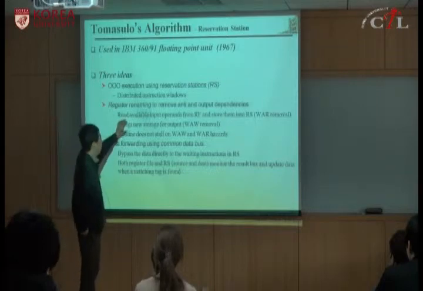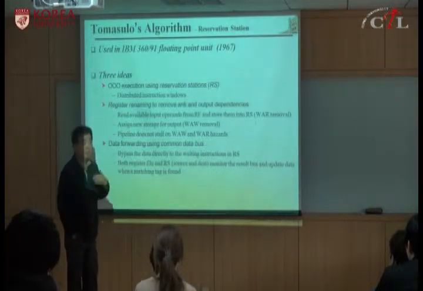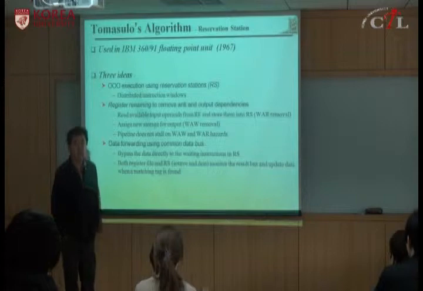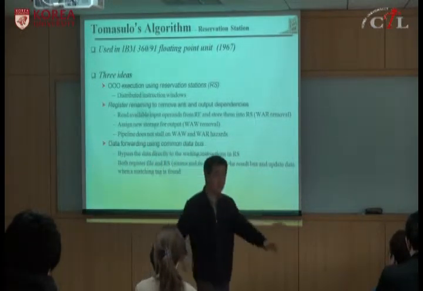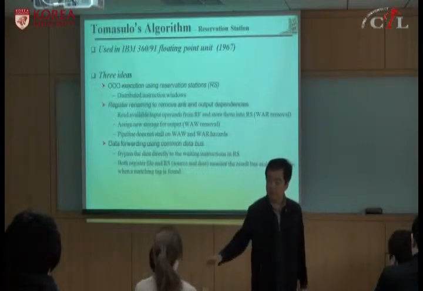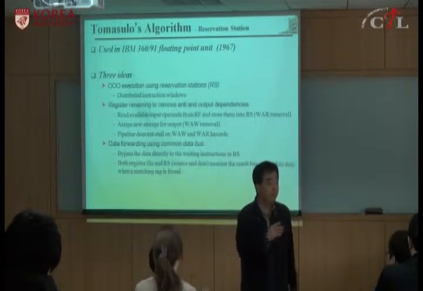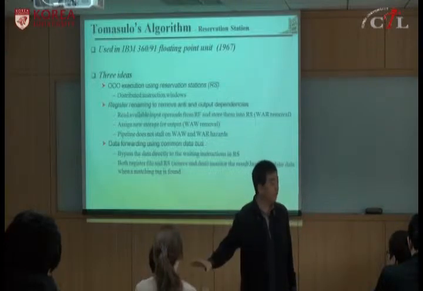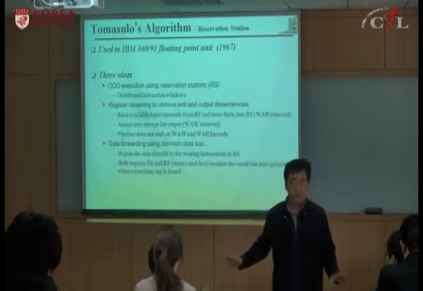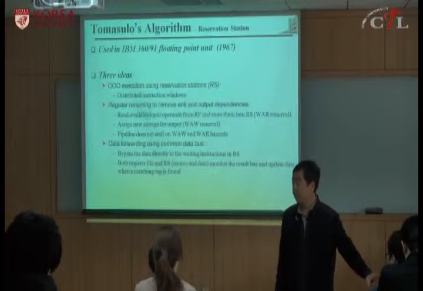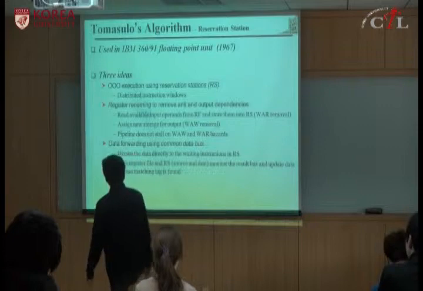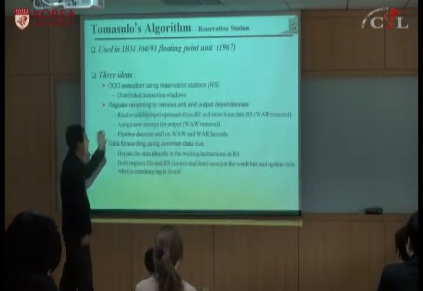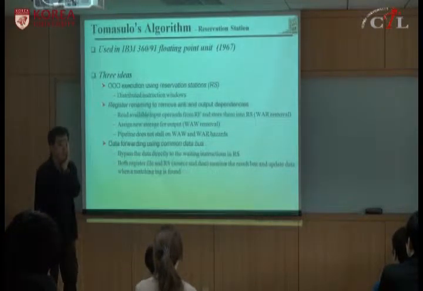And they also allocate new storage for write after write dependence. So every time you write, you can write into this storage. If you have two writes and the first takes too long, you can allow the later instruction to bypass, and whenever it's writing to its own destination, it does not have to worry about this first write because there is no storage conflict. So the pipeline does not stall on write after write and write after read dependence in Thomasulo's algorithm.